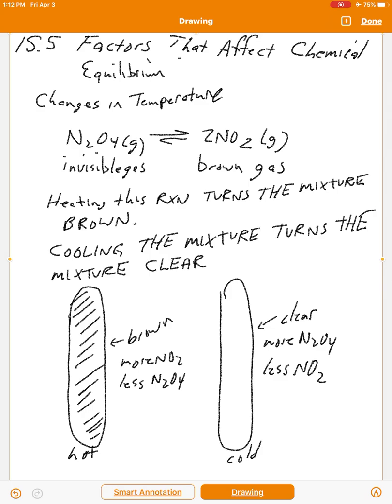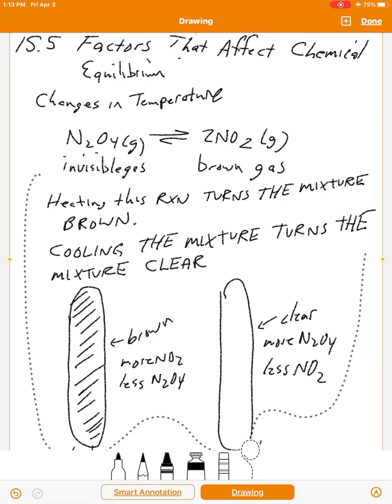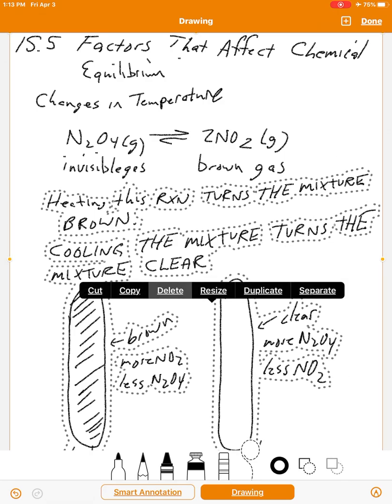I could then take it out of the refrigerator and heat it and it would turn brown, and I could go back and forth as many times as I want, which would tell us it's a reversible process. It can go one direction or the other at will. So, if that's the case, what can we say about temperature and the relationship of temperature and equilibrium? Well, it turns out the relationship is a relatively simple one, but it's one that we want to look at.